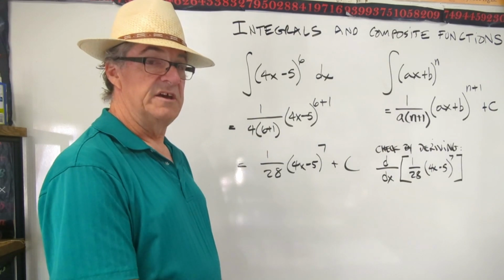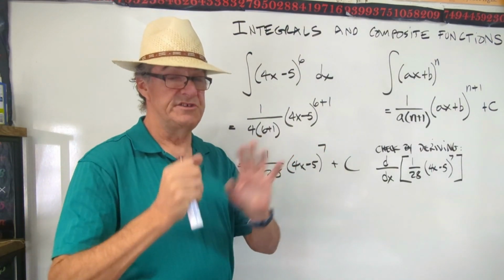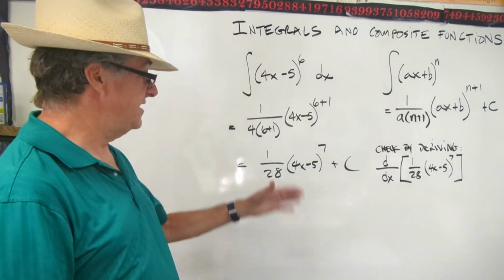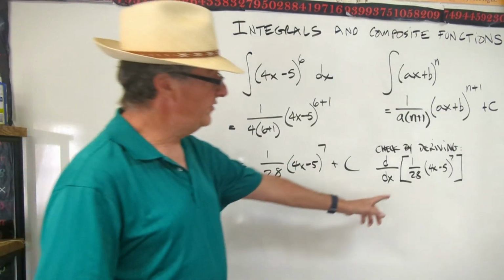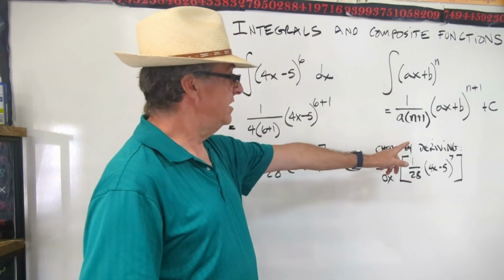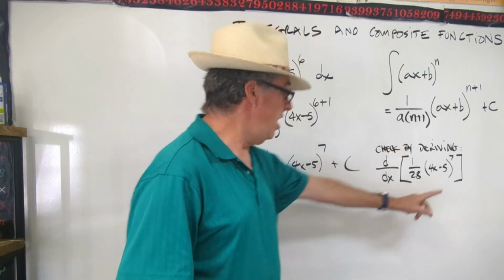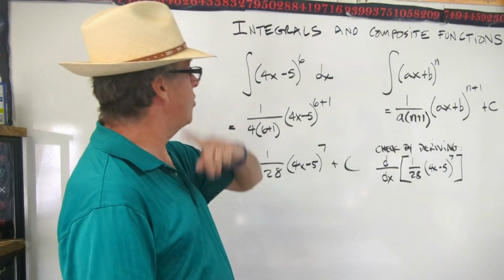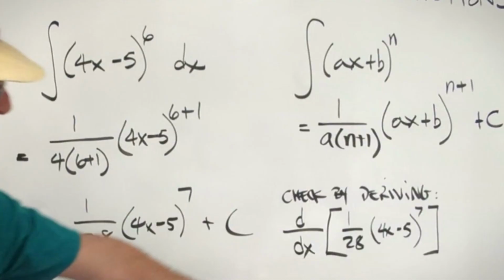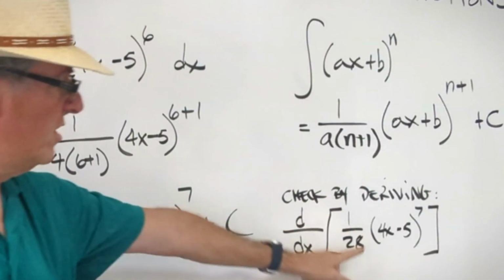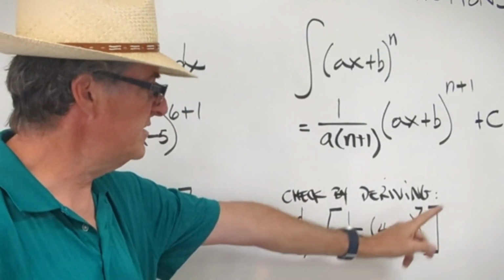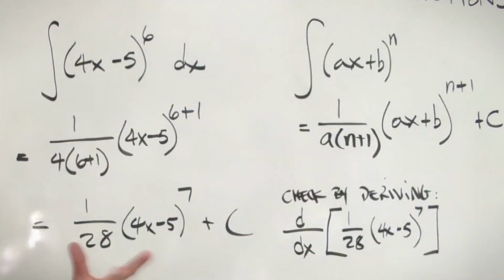Whew. Okay, so to keep up on our derivation skills and to verify that we did this correctly, what we need to do now is just check. Let's take the derivative of our integral, and that should wind us back here. So I've set you up on that. That's d dx of 1 over 28 times 4x minus 5 to the 7th power. So go ahead, pause the video, and take that derivative.